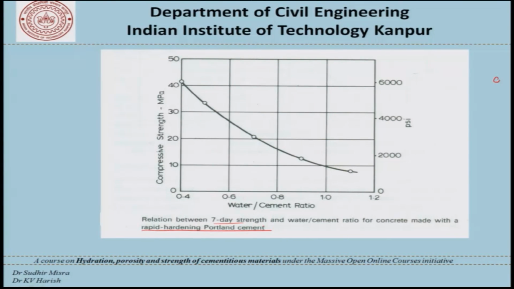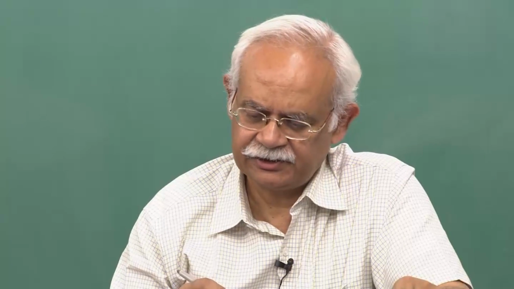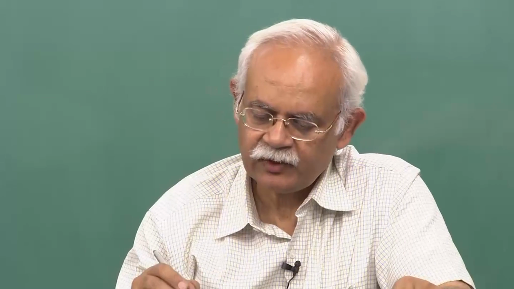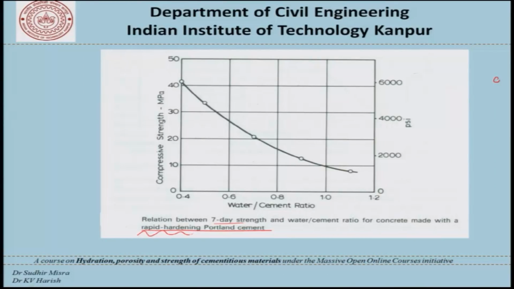Now, if you compare these numbers with some of the other concretes that you may see in literature, you will find that these numbers are much higher, for the simple reason that rapid hardening Portland cement has been used. If it was simply ordinary Portland cement, which way do you think this line will go? This line would shift down. That is, for the same water cement ratio, we will get a slightly lower strength. That is point number 1.